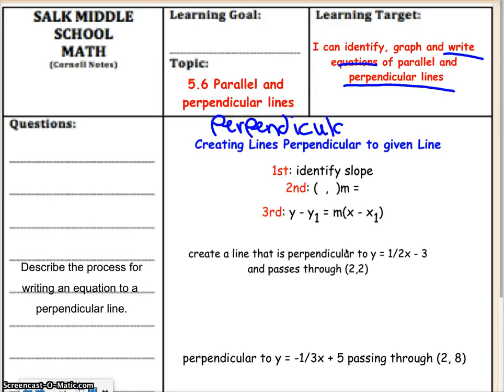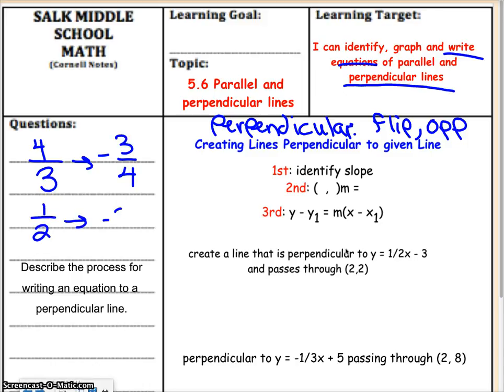the slope of a perpendicular line, what we decided, you flip it and you make it the opposite. Flip and opposite. So if it's positive, it's negative. Negative, it's positive. Let's just refresh our memories. The reciprocal slope of 4 over 3 would be negative 3 over 4. 1/2 would be negative 2 over 1 or just negative 2. Okay, that's what I mean by flip and make it the opposite.